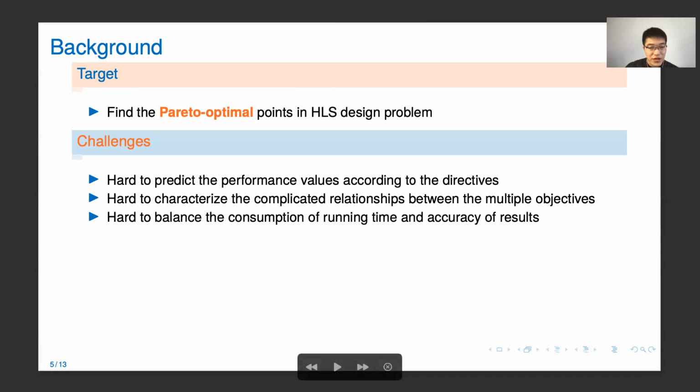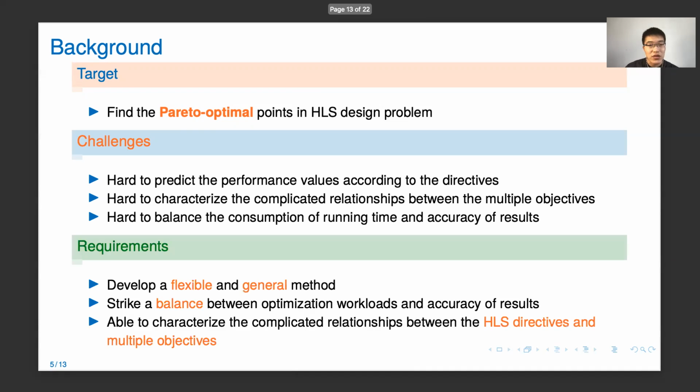But there are still some challenges. Firstly, it's hard to predict the performance values accurately according to the objectives. Secondly, it's hard to characterize the complicated relationships between the multiple objectives. Thirdly, it's hard to balance the consumption of running time and the accuracy of the results. In this work, we want to develop a flexible and general method, strike a balance between optimization workloads and accuracy of results, and be able to characterize the complicated relationships between HLS directives and multiple objectives.